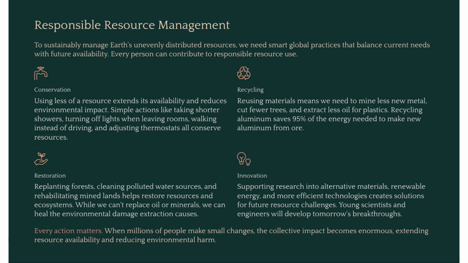So how do we responsibly manage a planet with finite and unevenly distributed resources? We focus on good resource management. This includes simple actions like conservation, being mindful of how much energy and water we use every day. It also includes massive efforts like recycling, where we take used materials like aluminum or steel and process them to create new products, reducing the need for destructive new mining operations.